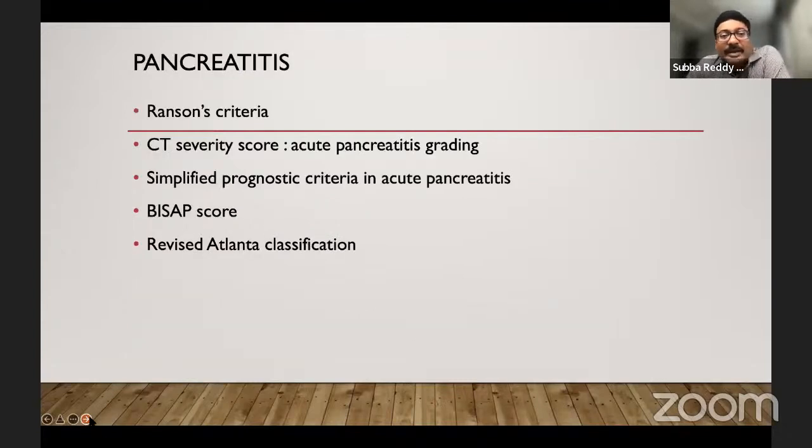And for pancreatitis, all of us know Ranson's criteria. We have the CT severity score, that's called the Balthazar scoring system. We have simplified prognostic criteria in acute pancreatitis. We have BISAP score. We have the revised Atlanta classification.